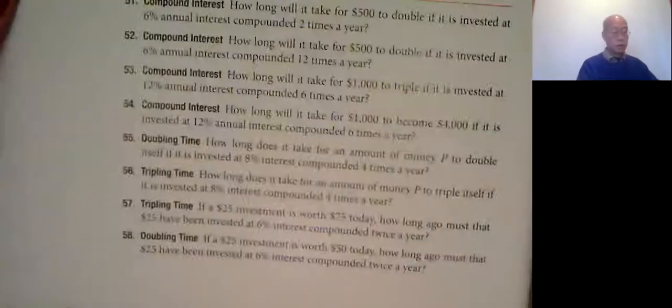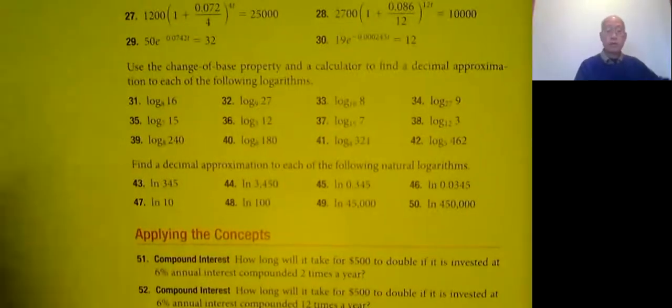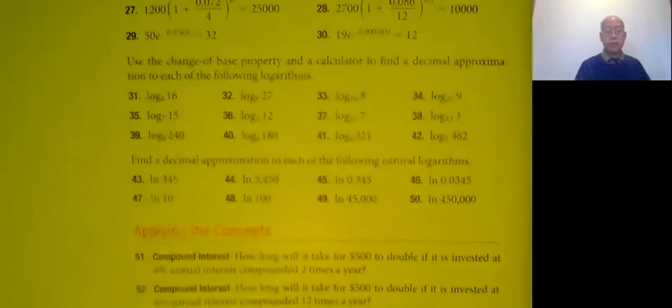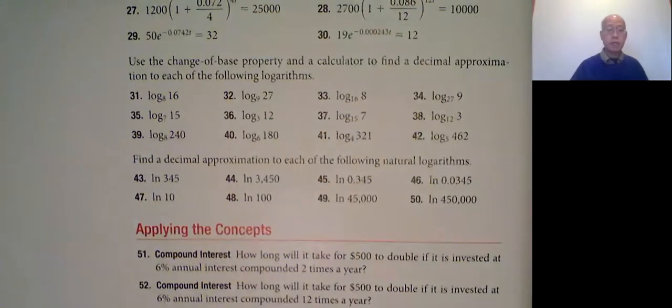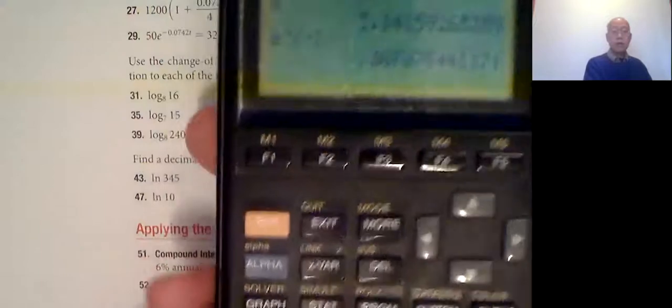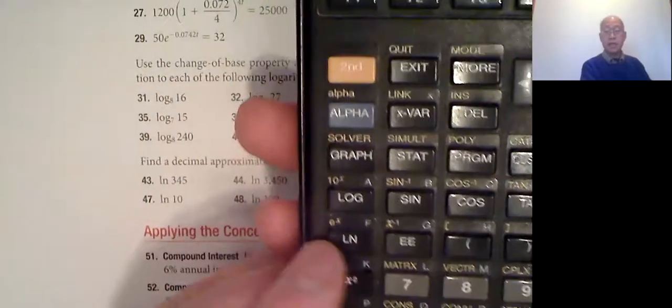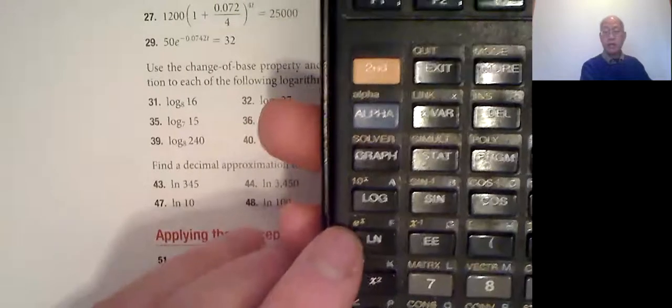Okay, now the first thing I'll do is show you problems at the end on your calculator. So 43 to 49, find a decimal approximation to each of the following natural logarithms. So this is using your ln button, natural log. Let's say number 43, ln 345. So in my calculator, ln, which stands for natural log. What's the base for natural logs? It's e. If you look above the ln, you see e to the x there.